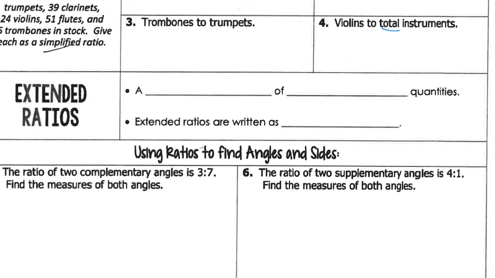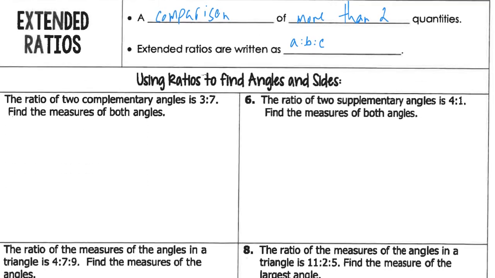Extended ratios. So extended just means longer, right? So an extended ratio is just a comparison of more than 2 quantities. Okay, extended ratios are only written with the colon. If you write it as a fraction, it just doesn't make sense. So that's an extended ratio, pretty straightforward.